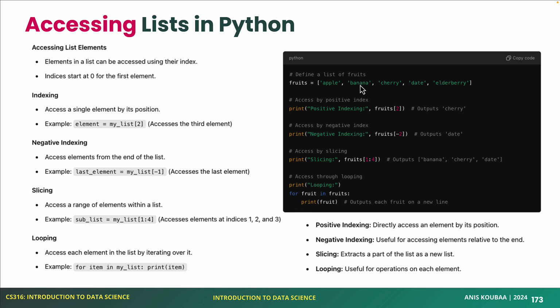So this will return banana, cherry, and date. For this, the last index is exclusive. The last index here is not part of the sublist. The first element, or the start index, is inclusive. It is part of the list. And we can use looping, using for item in my list, because list is an iterable. So I can use a for statement going through the elements and then access the elements one by one. These are the major ways on how you can access a list in Python.